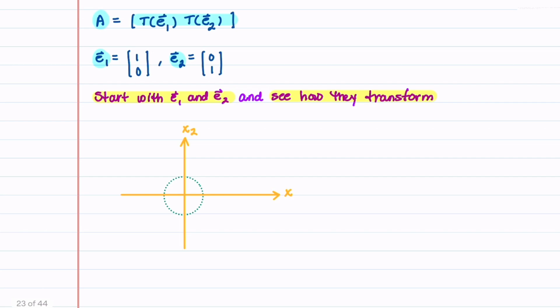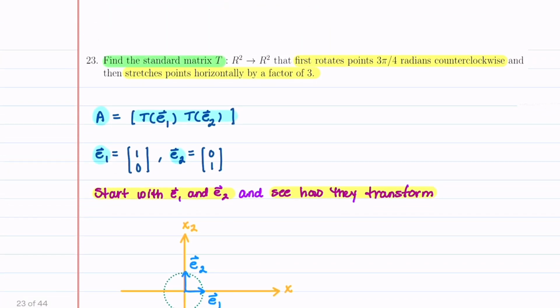I went ahead and drew a graph that we can start with. The first thing that we're going to do is write down our vectors E1 and E2. So this is vector E1, and this is vector E2. Let's go back up here and look at our first transformation.